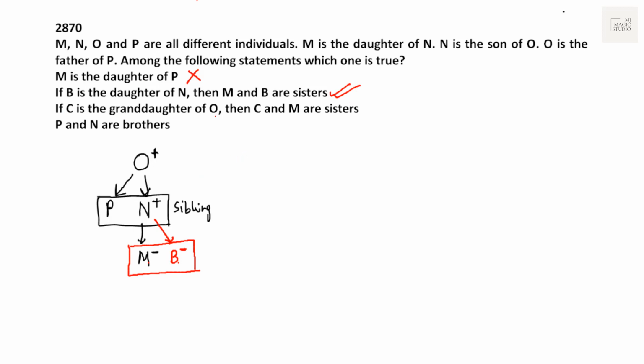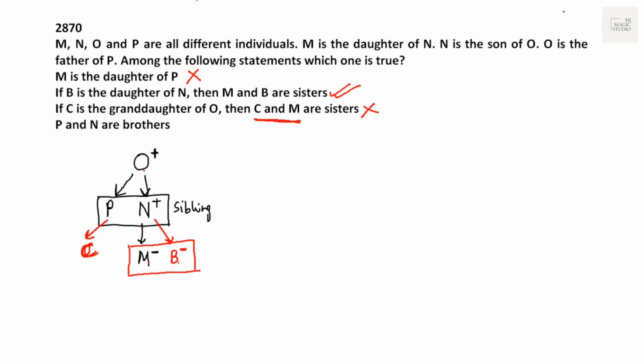If C is the granddaughter of O, now O is at this position, O has got two children, P and N, then C can be daughter of P or C can be daughter of N. In that case, it is not necessary that C and M are sisters. No. If C is daughter of N, then only C and M are sisters. If C is daughter of P, then C and M would be cousins. That means this statement is not necessarily correct always.